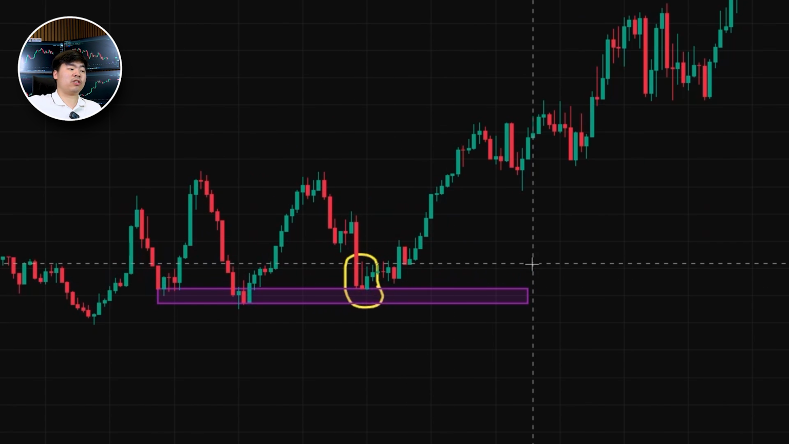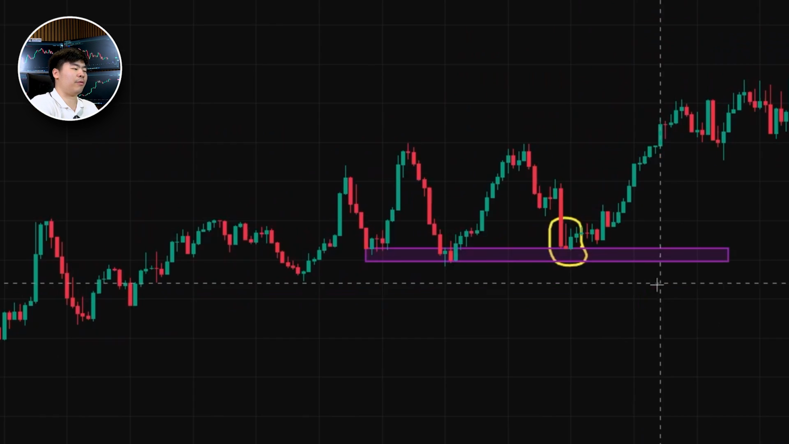If you don't know what support or resistance is, support is basically an imaginary floor where the price tends to stop falling and bounce up. And resistance is the opposite. Resistance is basically an imaginary ceiling where the price of an asset tends to stop rising and bounce down. That's basically it, support and resistance.